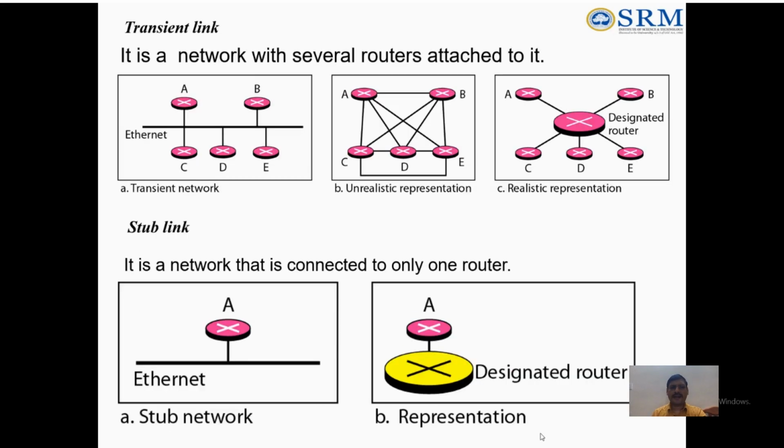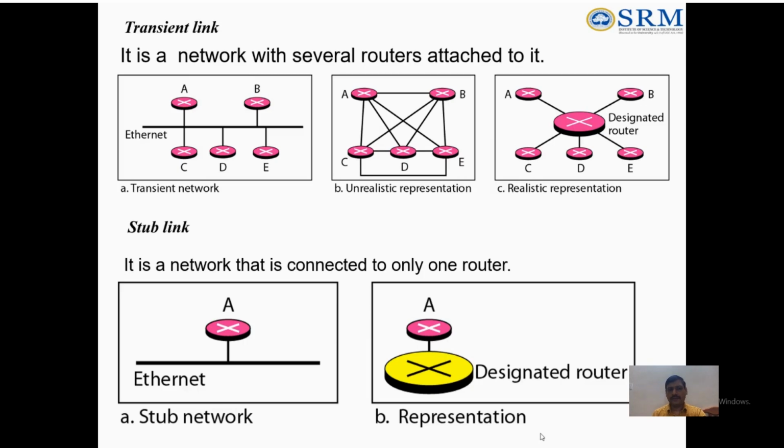The next type is transient. A transient network is one where several routers are attached to it, so multiple routers are available in it. In the unrealistic representation, from each router we have multiple paths available to different routers. The third one is the realistic representation, where a designated router connects to the multiple routers. So a transient link is one where several routers are attached to the link or network.